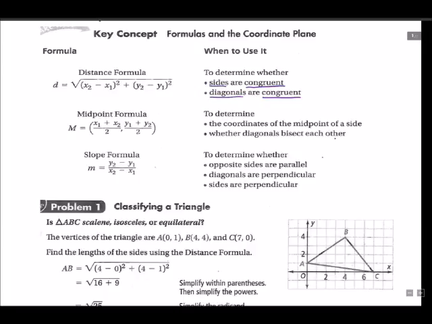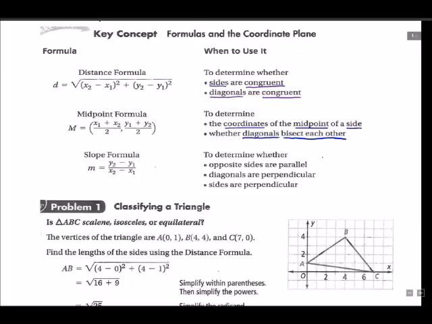And next we have the midpoint formula. This is used to determine the coordinates of the midpoint of a side or to determine whether diagonals bisect each other. Right? Bisect means midpoint. We have 2 congruent parts. A bisector goes through the midpoint.